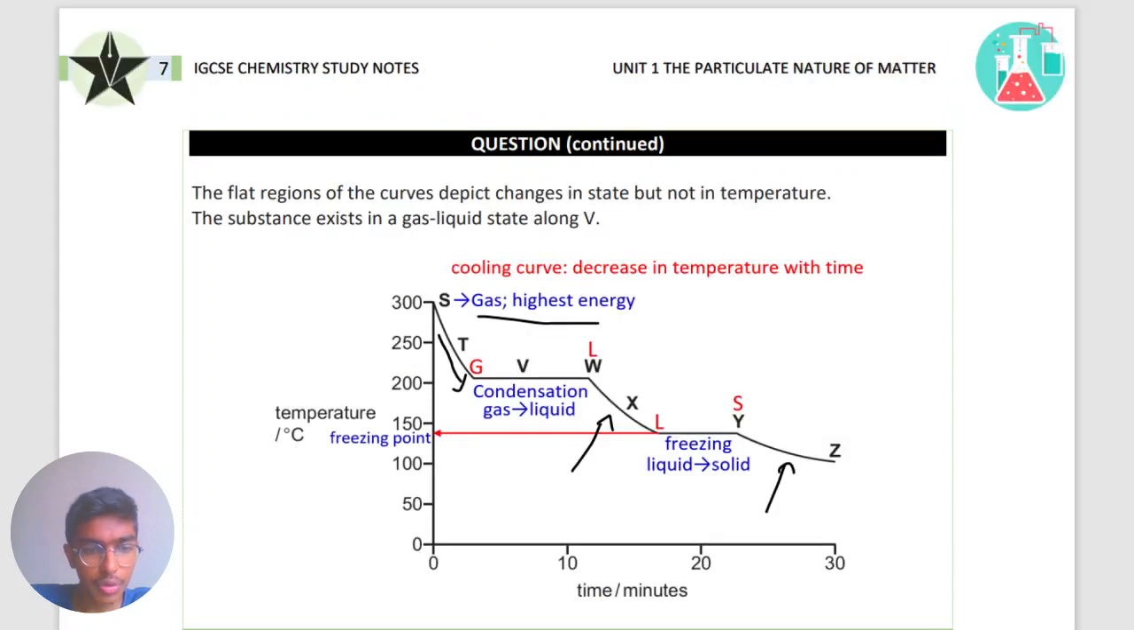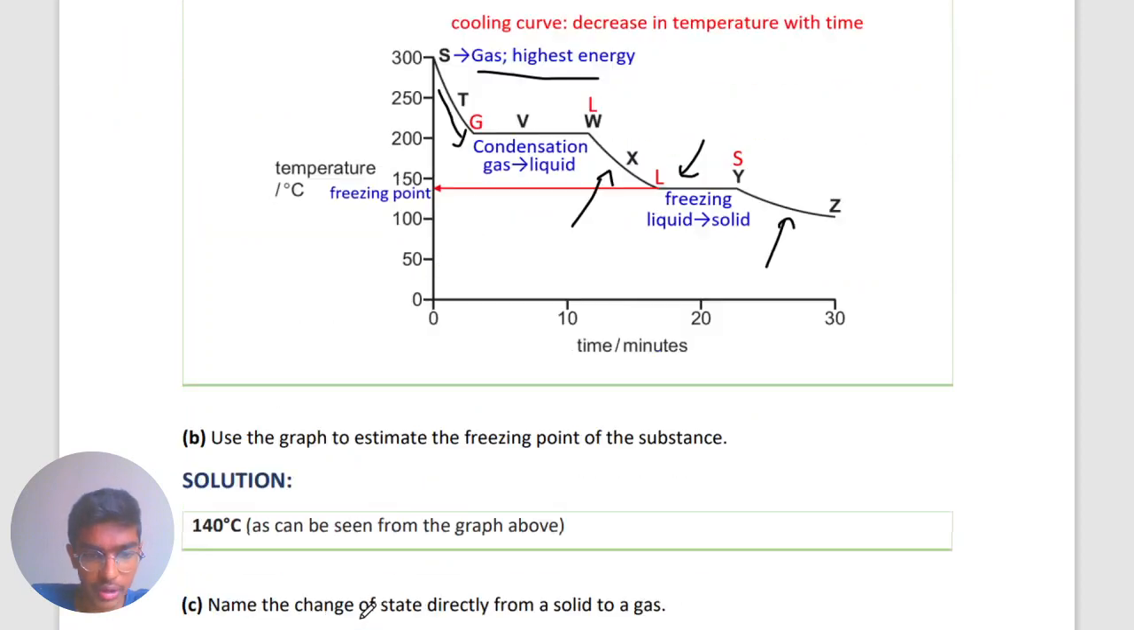It then says, use the graph to estimate the freezing point of a substance. The freezing point simply states when it will become a liquid to a solid. So when will it become a liquid to a solid? You just look here and you can see it's around 140 degrees, and therefore the answer will be 140 degrees.